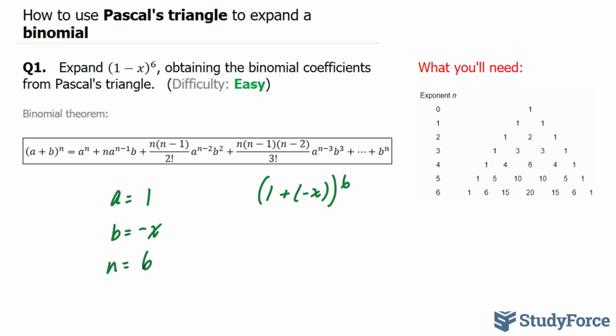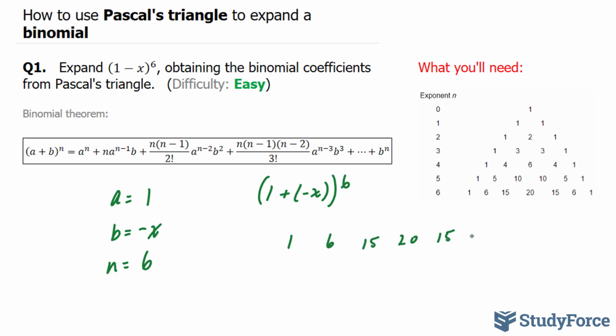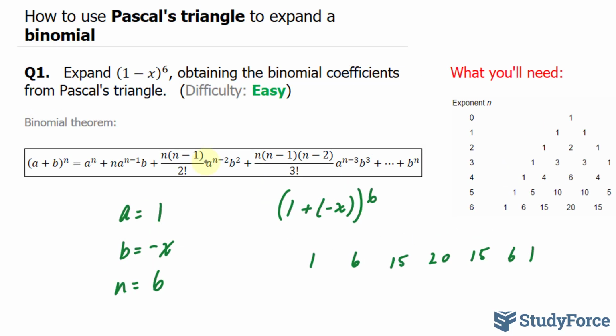And so we can use this triangle and find out what our coefficients are. This way, when we actually use the binomial theorem, we don't need to calculate this part and this part of the formula. We can just use these. So we have 1, 6, 15, 20, 15, 6, and 1. Now this isn't without its challenges. We still have to go through simplifying the a's and b's for each of these terms.